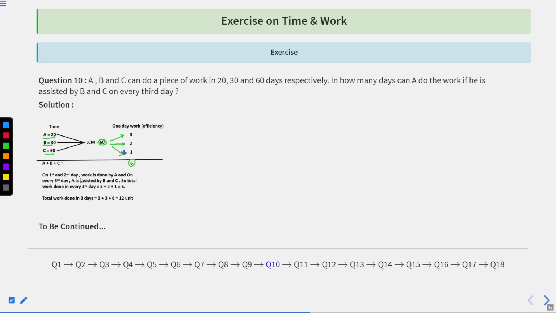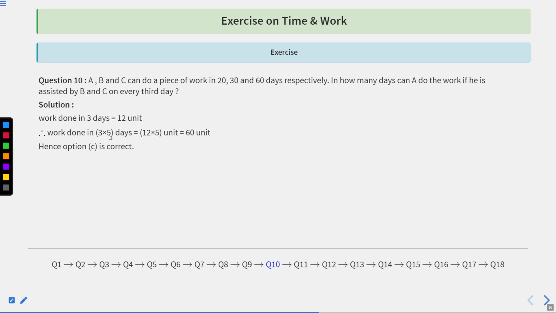So on the first day and the second day, work is done by A, and on the third day, A is assisted by B and C. So the total work done on the third day is 6. The total work done in 3 days will be 12 units. So work done in 3 into 5 days will be 60 units. So that means the correct option here will be option C.